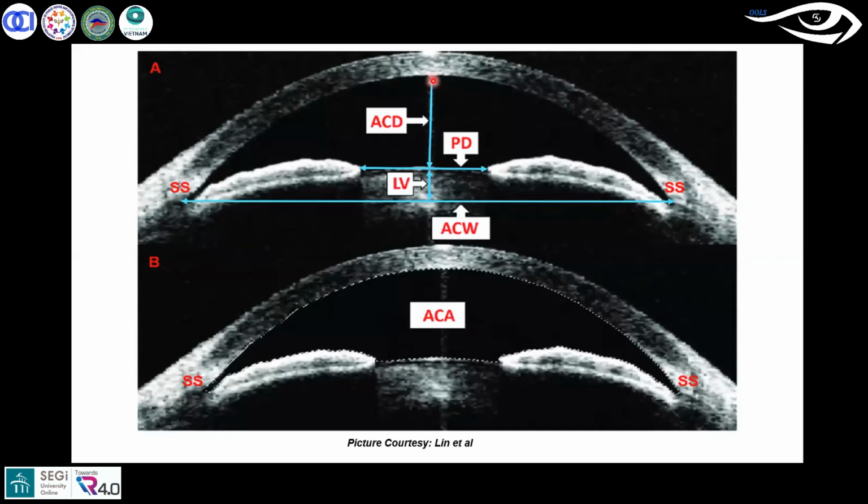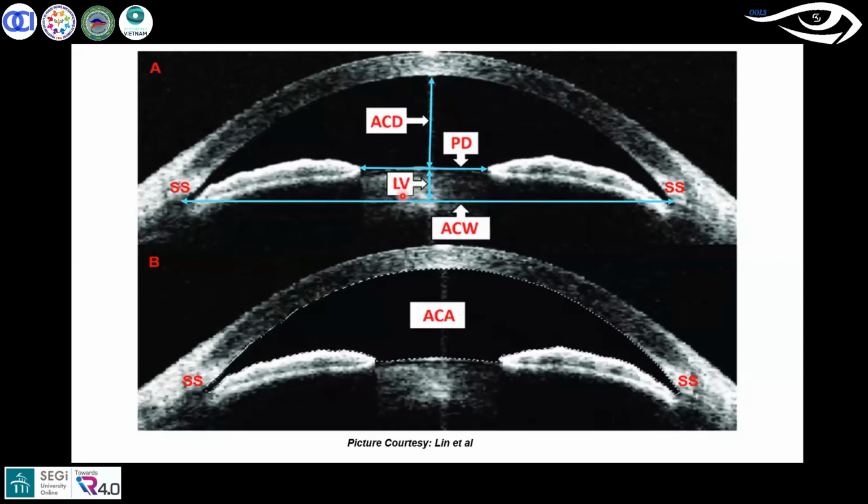So ACD represents the anterior chamber depth, and this is, as I already mentioned, the distance between the posterior surface of the cornea and the anterior surface of the crystalline lens. Next thing is the pupil diameter, which is the distance between the two pupil extremes. And the next one is the anterior chamber width, which is the distance between the two scleral spurs.